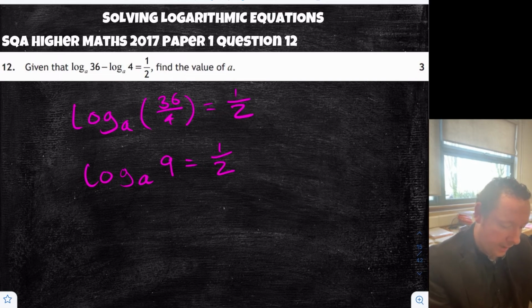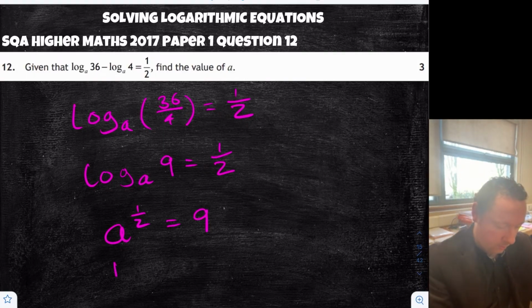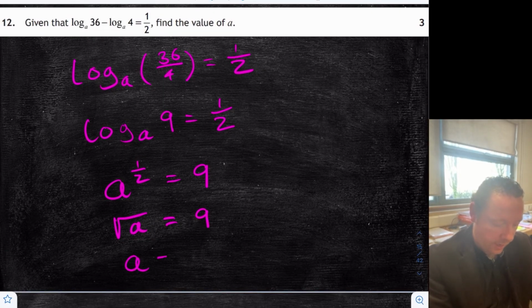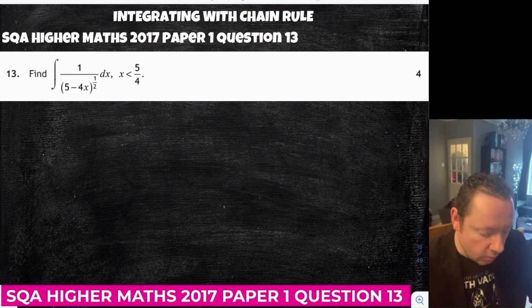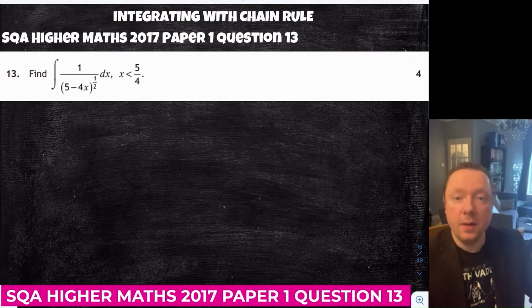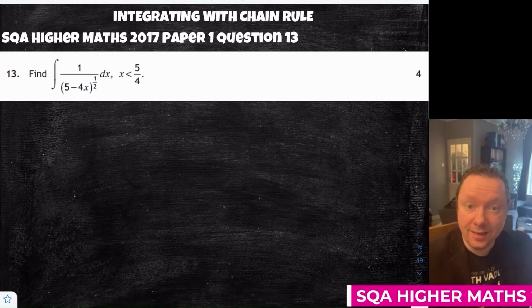So eliminating the log, a to the power of a half equals 9. So that means the square root of a, we could write that, I suppose, equals 9. So if I square both sides, a equals 81. And we're done there. Okay, integrating with the chain rule, not a trig function, this one. 2017, paper 1, question 13. Integrate this function, so we need to get it ready to integrate first.